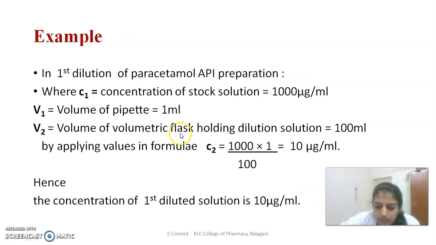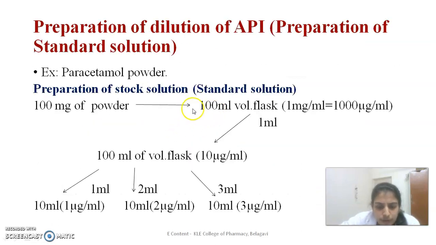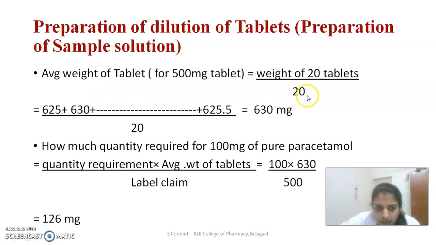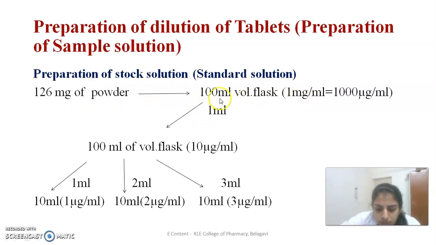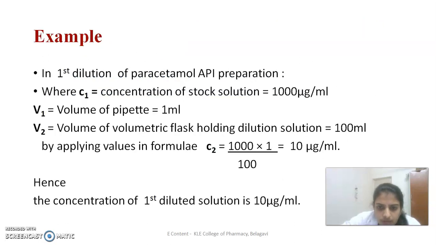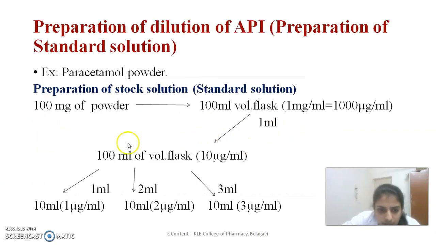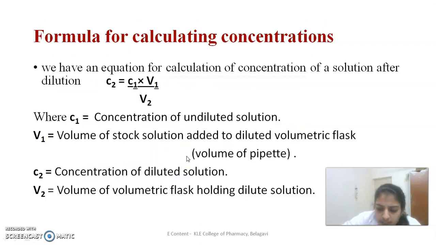I'll give one example. In the previous slide, we took the stock solution as 1000 microgram per ml. So I took C1, the concentration of the stock solution, as 1000 microgram. Volume of pipette is 1 ml. V2, the volume of the volumetric flask holding the dilution, we took as 100 ml of the volumetric flask.